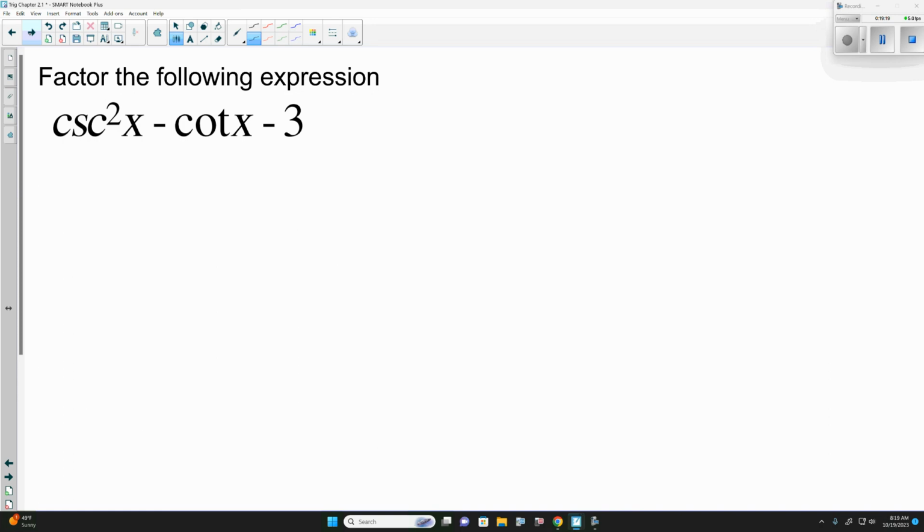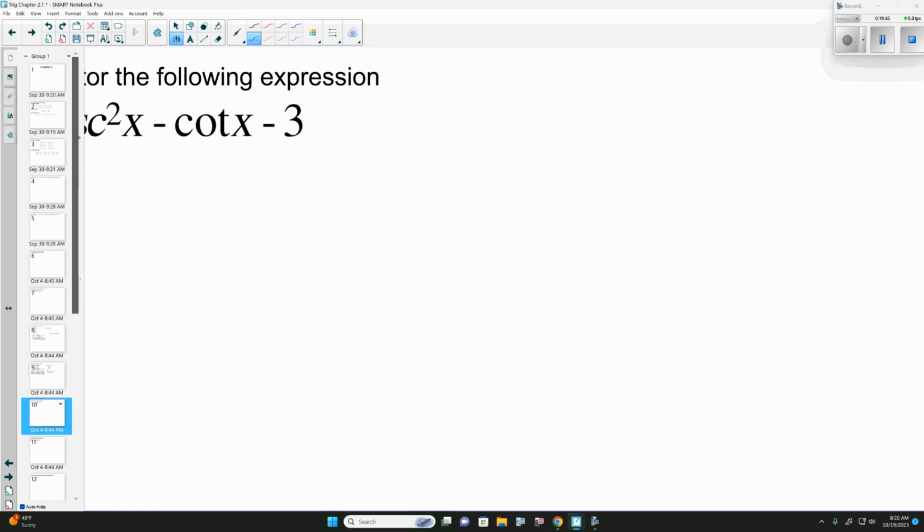We ready for the next one? And they throw us a curveball. Because, let's look at the equation. Cosecant squared of x minus cotangent of x minus 3. Those are not like terms. Even if we did use substitution for cosecant, well, it's not going to replace cotangent. And if we do it for cotangent, it's not going to replace cosecant.